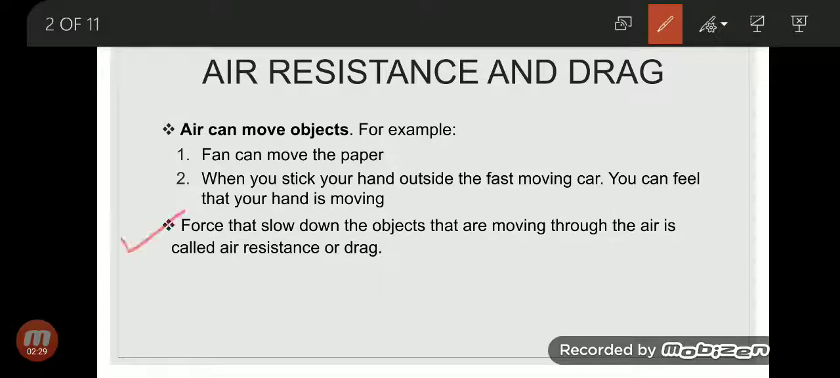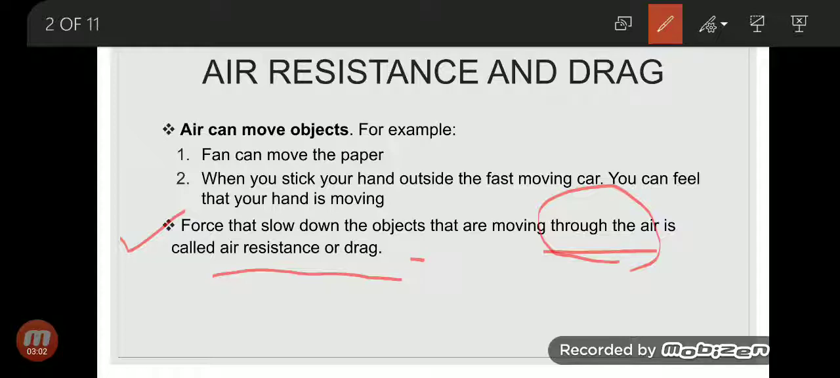It is a force that slows down the objects that are moving through the air. It is called air resistance or drag. Drag is another name for air resistance. So what is air resistance? The force that slows down the objects that are moving through the air is called air resistance or drag.